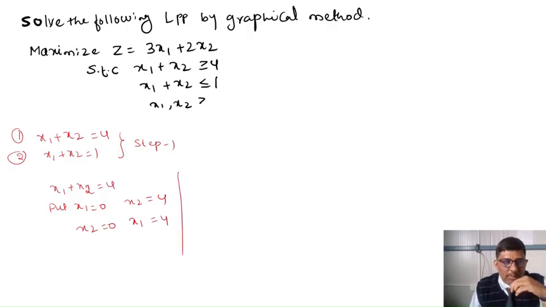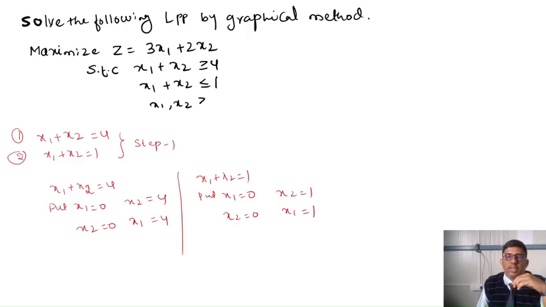Similarly for the second one, x1 plus x2 is equal to 1, we put x1 equal to 0 here, then x2 is going to become 1. When we put x2 equal to 0, x1 is going to become 1. Means we plotted all these things and we got a graph.